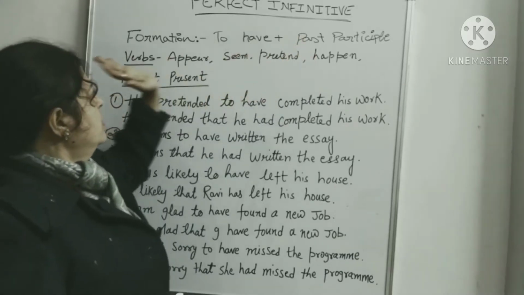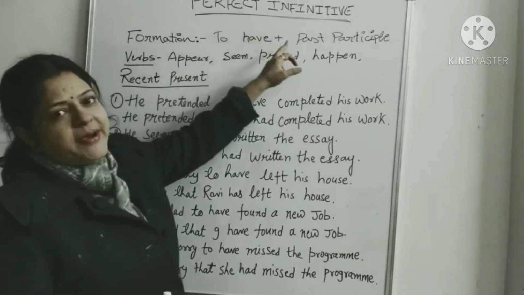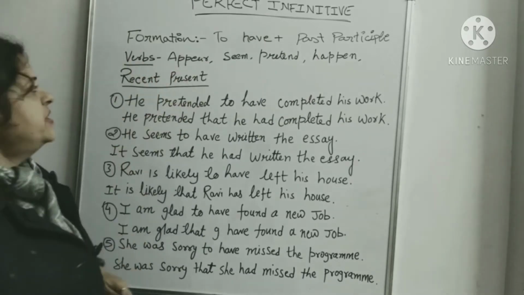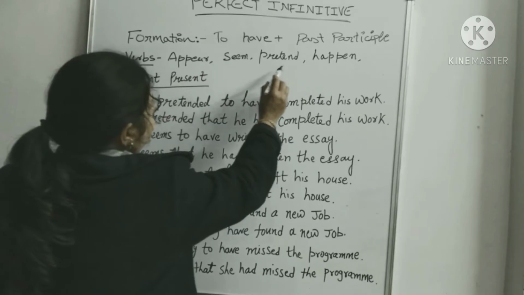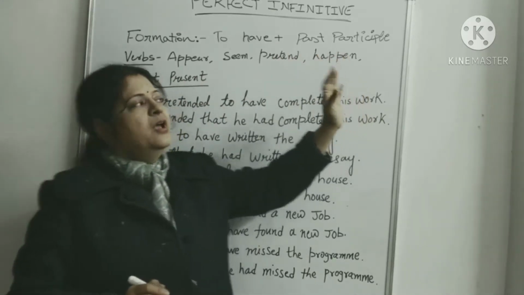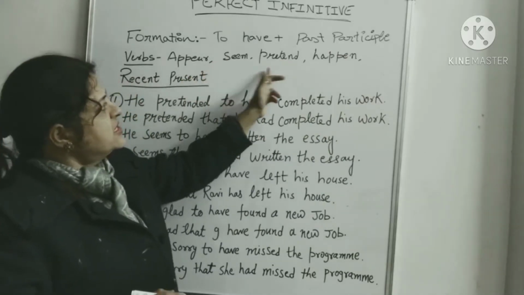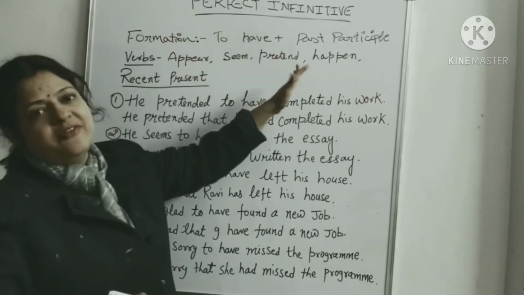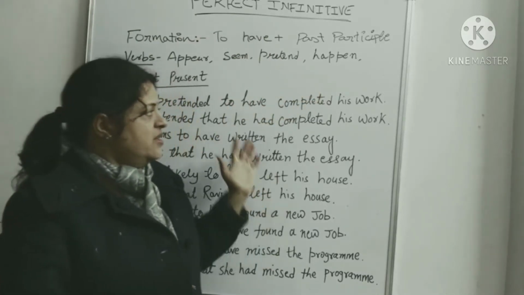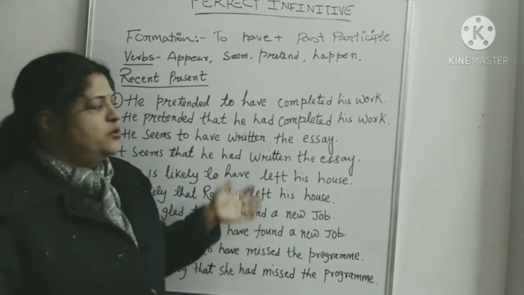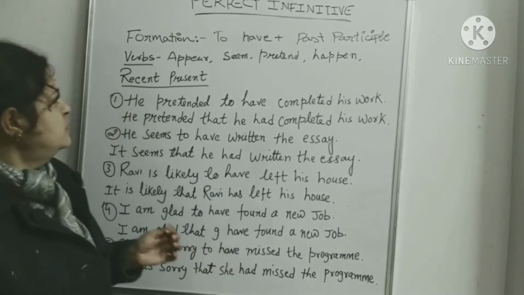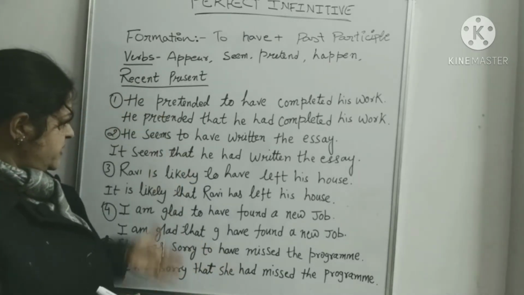Okay, so this is the formation, to have plus past participle, and these verbs which I have written here: appear, seem, pretend, happen, think, hope. Mostly we see that these types of verbs take perfect infinitive, but other verbs are also there. So I have written a few verbs, and I'll show you how it works. So let's start with these things.